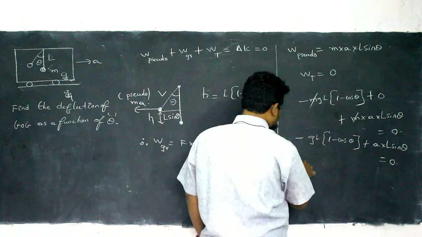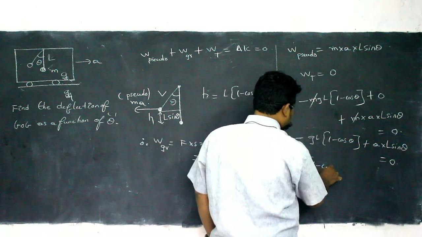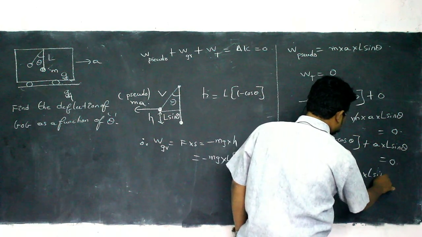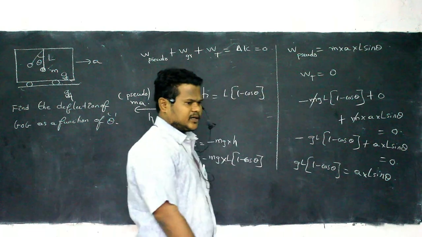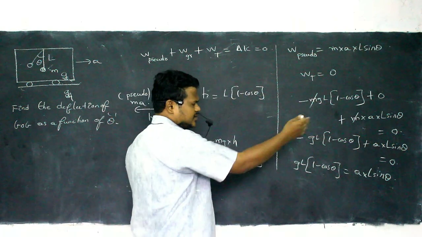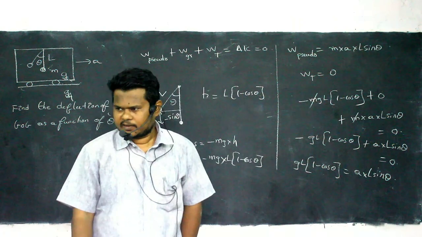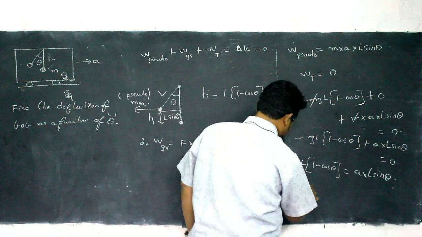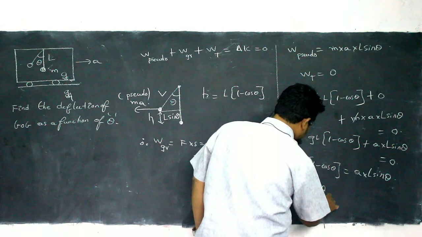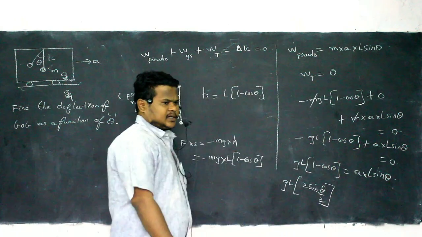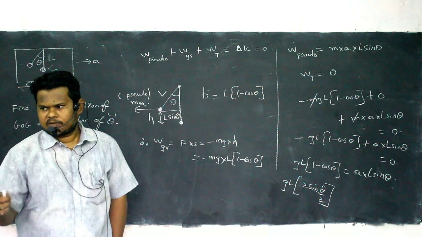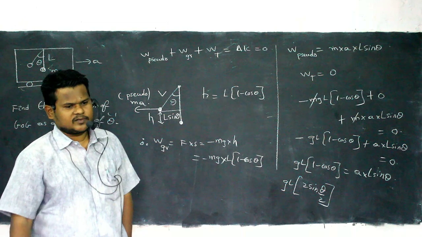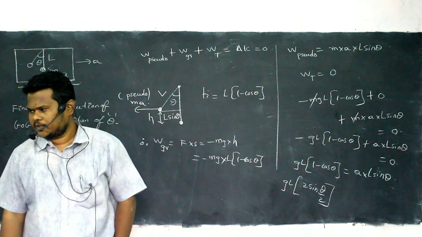So let us see, can I write gL into (1 minus cos theta) is equal to a into L sin theta? I can write, no? Just taking it to that side, minus minus will get cancelled. So instead of 1 minus cos theta, I have a relation, no? Do you remember this one? (1 minus cos theta) by 2 is how much? Sin square theta by 2. So 1 minus cos theta is equal to 2 sin square theta by 2.